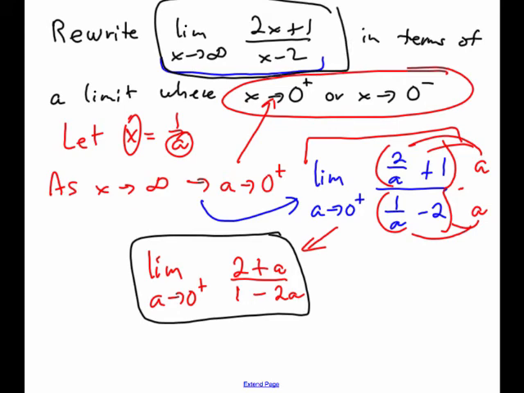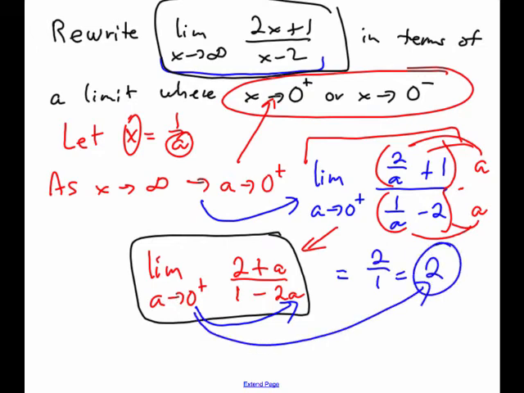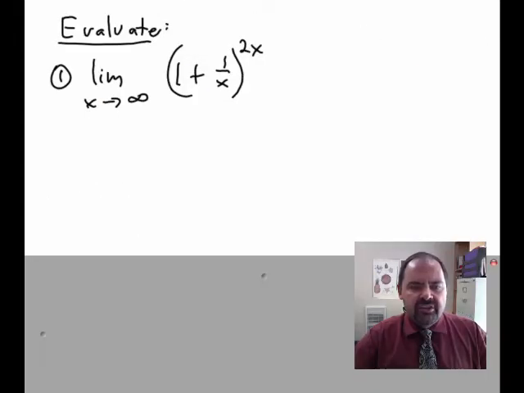So if I then evaluated this limit, let's make a approach 0. That would be 2 over 1, which is 2. And since this limit has a value of 2, we would know that the original limit had a value of 2. Just a couple more examples related to the limits and strategies we were talking about in this video.